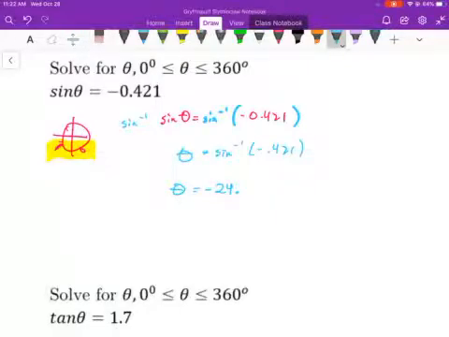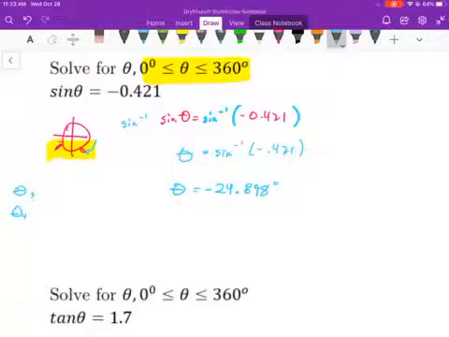I'm going to round this to 3 decimal places. 898 degrees. Now, notice that I should have a quadrant 3 solution and a quadrant 4 solution. This negative angle does indeed have a sine value of negative 0.42. However, it's important to note, we're looking for only angles between 0 and 360. So, what does negative 24 degrees look like? It looks like that direction.